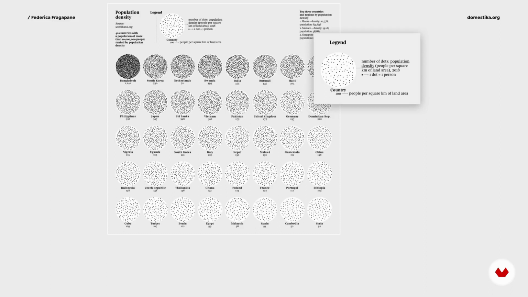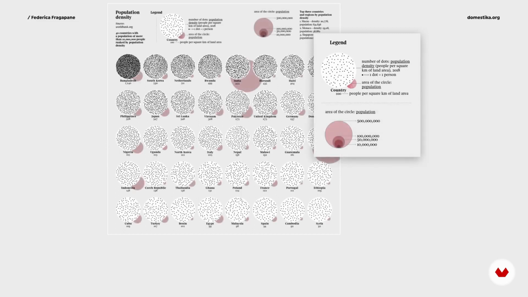For these projects, I usually work on different layers of information to give the readers the possibility of reading the topics I'm talking about with different depths of analysis. So here, my first layer of information is provided by the number of dots, so the density data. And then I added another layer of information, the area of the circle, that represents the total population by country.